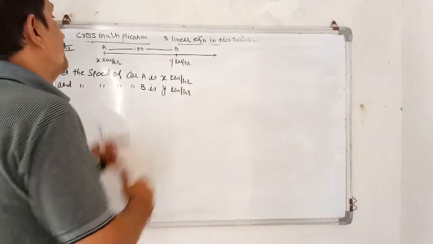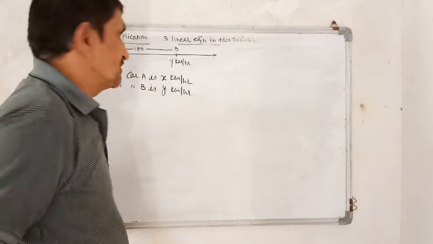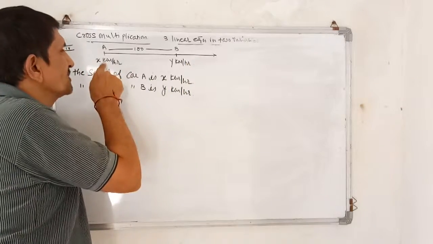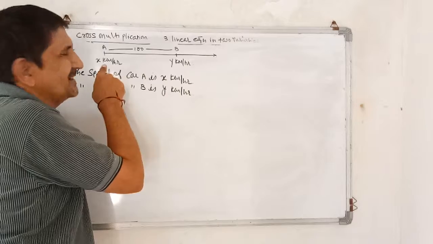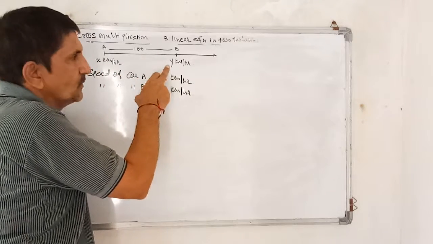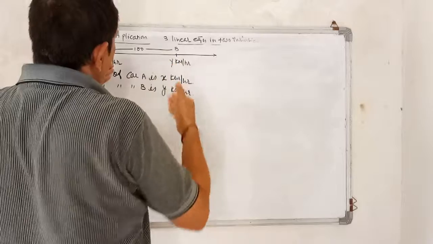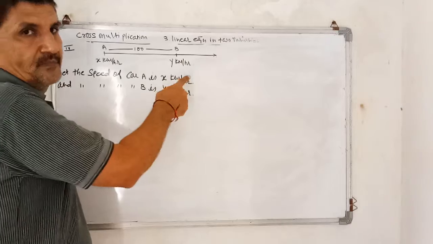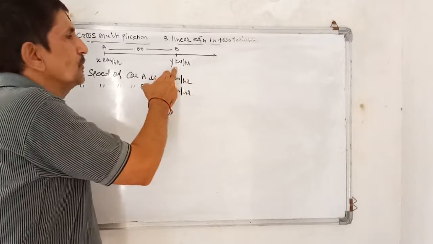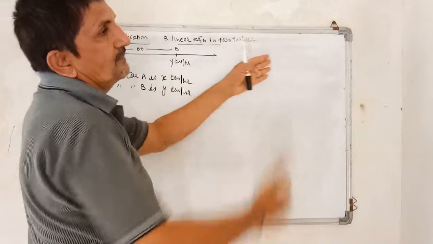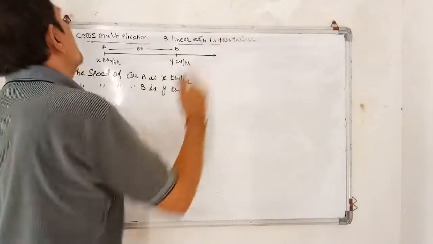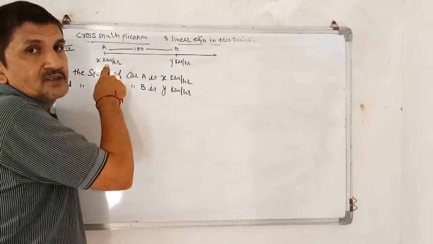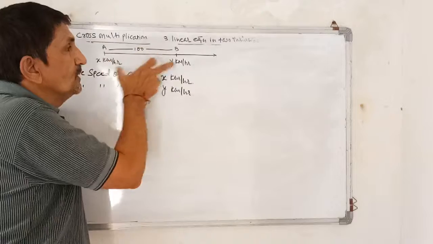Now when both the vehicles are moving in the same direction, maybe we can say that the speed of car A, that is x kilometer per hour, is greater than y. Suppose it is moving with 100 kilometers per hour and this is moving with 60 kilometers per hour. So they will meet after a certain time, that means after 5 hours. The starting time is the same, suppose this starts at 12 o'clock and this also starts at 12 o'clock.